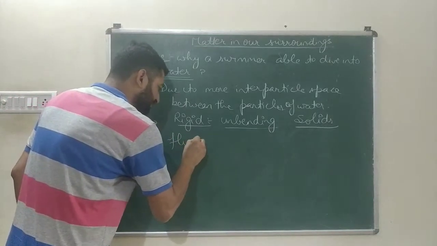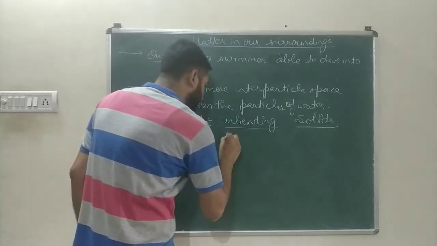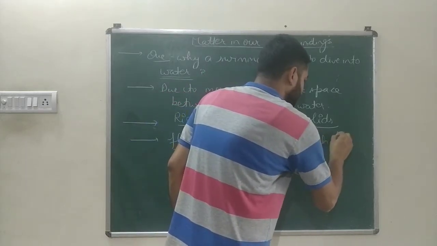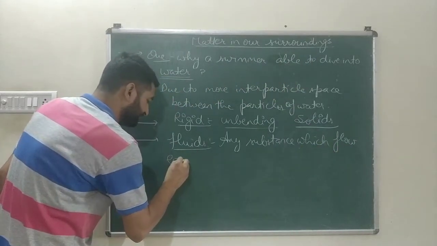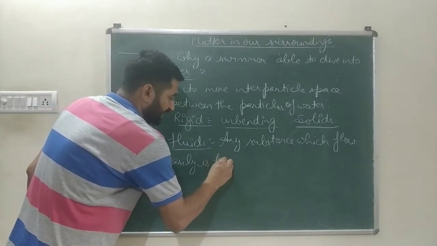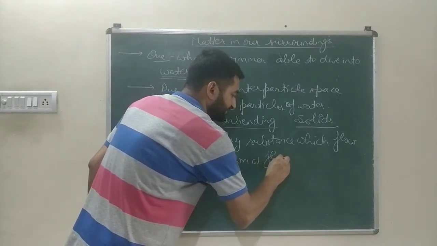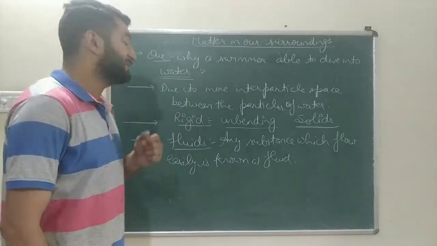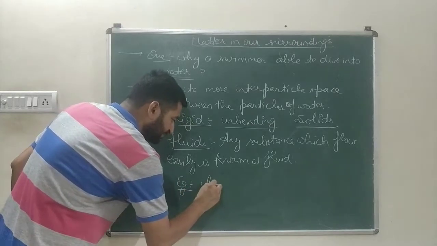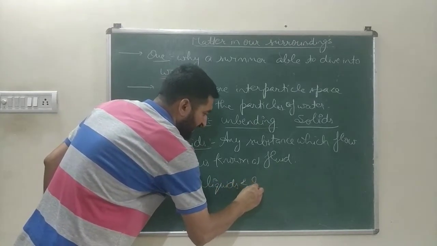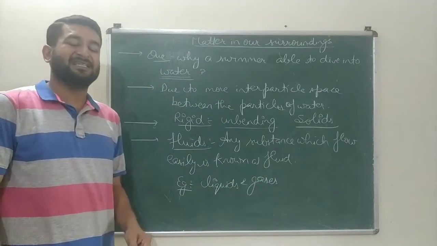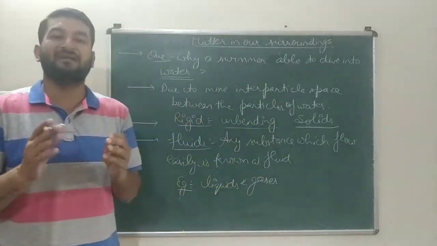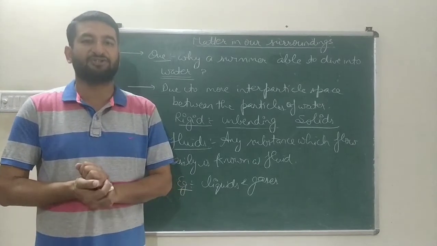Next, fluids. Any substance which flows easily is known as a fluid. Examples of fluids are liquids and gases. Gases and liquids are the two states of matter which can easily flow from their higher concentration to their lower concentration.